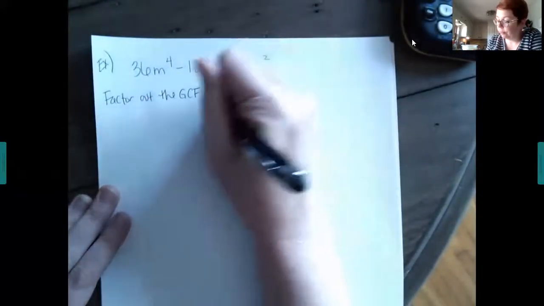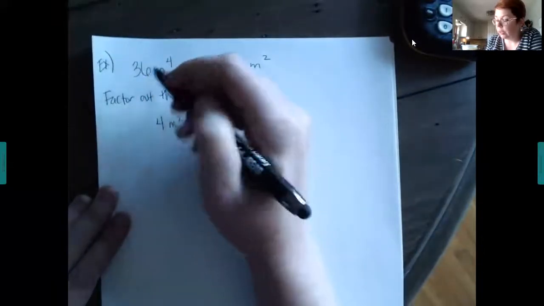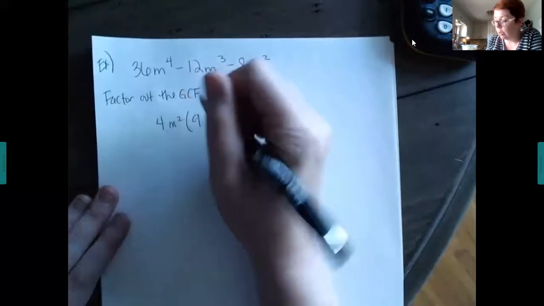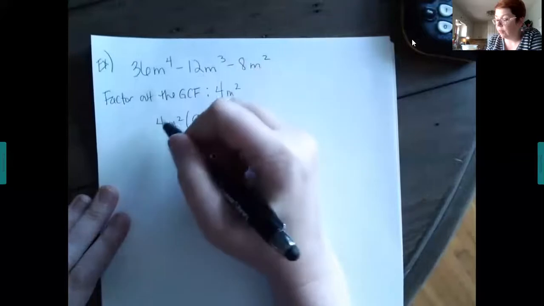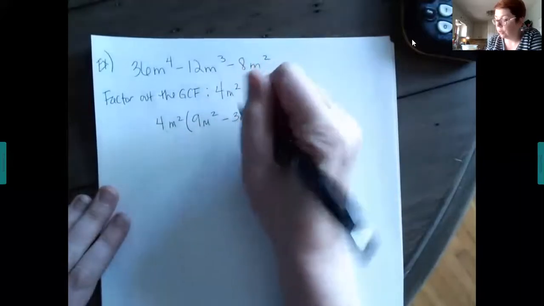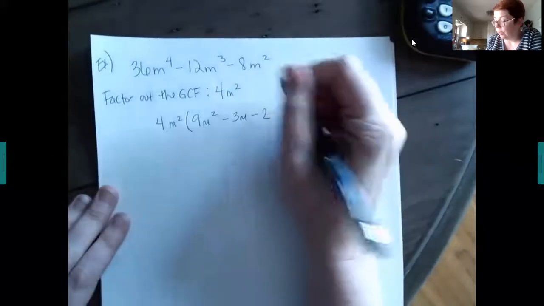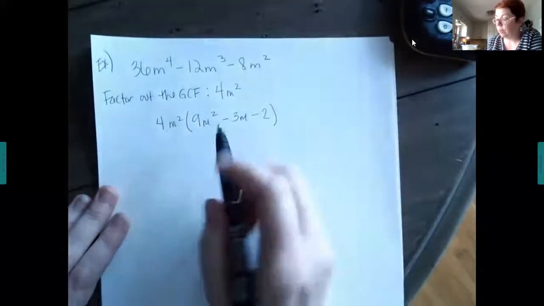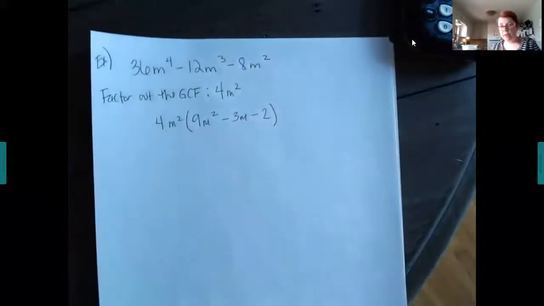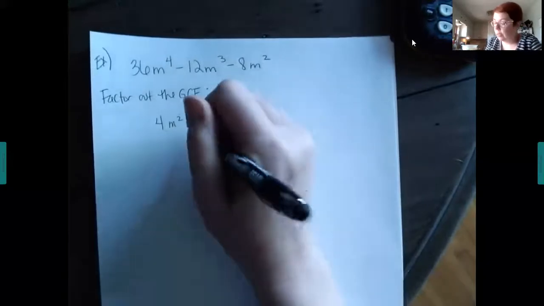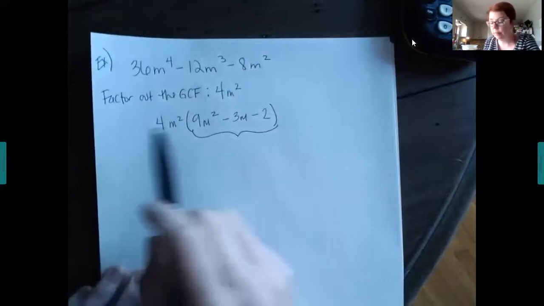So when we do that, 36 divided by 4 is 9. I took 2 m's away from those. 12 divided by 4 is 3. Took 2 m's away from 3 of them. And 8 divided by 4 is 2. And I took all those m's away. Nothing left in common. Okay. So it's not fully factored yet because they want you to break this up. So this is where we're just going to ignore this, push it to the side, and focus on this.